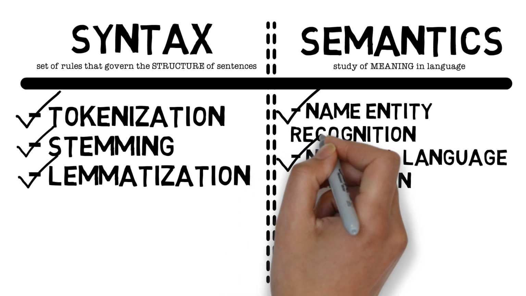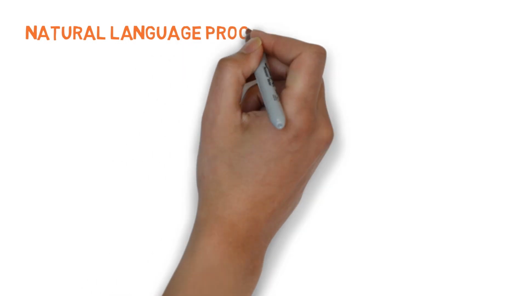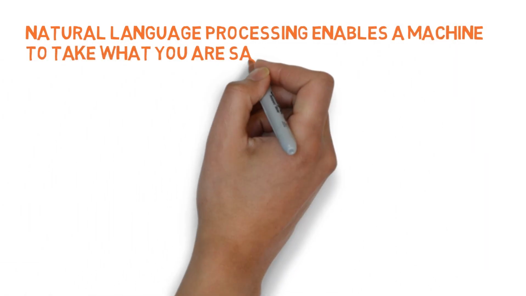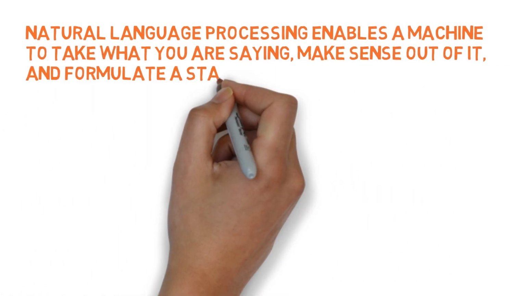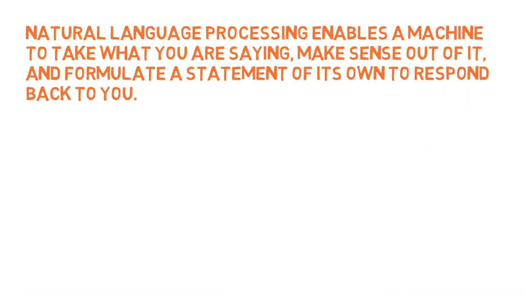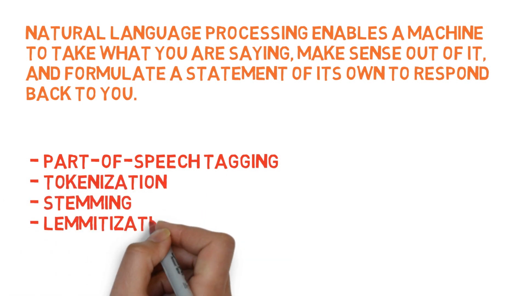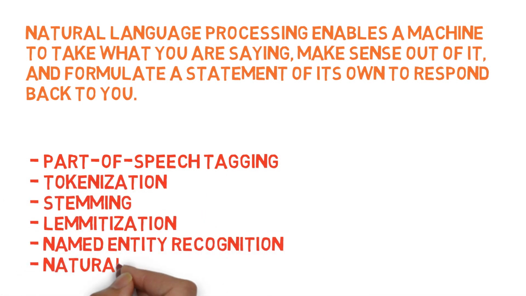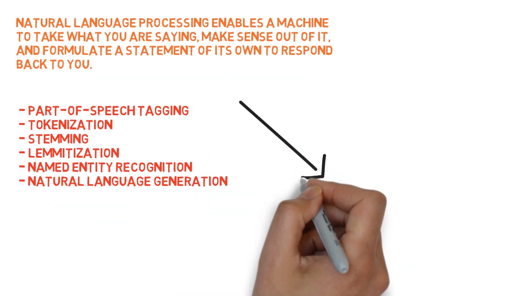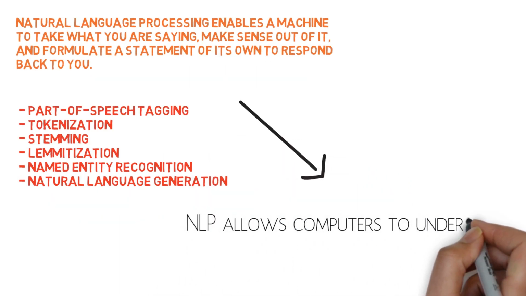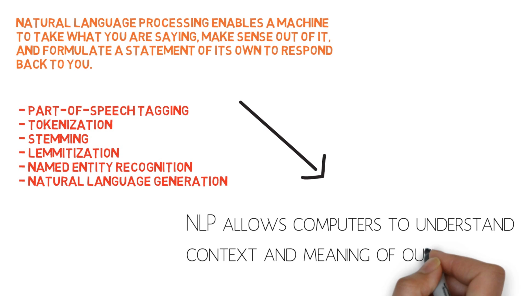And to summarize, natural language processing enables a machine to take what you're saying, make sense out of it, and formulate a statement of its own to respond back to you. As we've seen, it uses a variety of techniques to accomplish this: part of speech tagging, tokenization, stemming, lemmatization, named entity recognition, and natural language generation. As a result, NLP allows computers to understand context and meaning of our words.